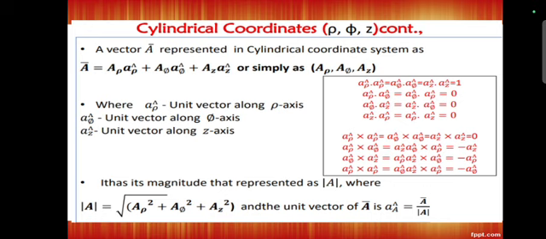And in the cylindrical coordinate system, the dot product of a rho with a rho, a phi with a phi, and az with az is equal to 1, and the remaining combinations of rho, phi, z should be 0. And here the cross product a rho cross a rho is equal to a phi cross a phi is equal to az cross az is equal to 0. And here the magnitude is represented as modulus A. So modulus A is equal to the square root of A rho square plus A phi square plus Az square, and the unit vector is represented as A divided by modulus A.